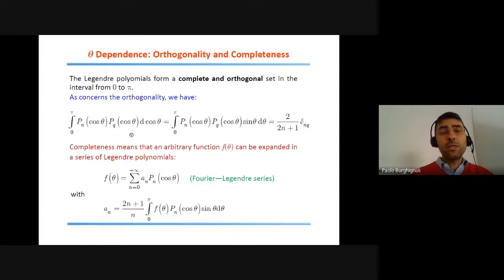So this is orthogonality, whereas completeness means that you can expand an arbitrary function f of theta as a series of these Legendre polynomials, so obtaining the so-called Fourier-Legendre series, in which we have these coefficients, in general complex coefficients, a sub n, which can be evaluated by exploiting the orthogonality property, that is, projecting both the left and right hand sides onto the orthogonal basis constituted by the polynomials themselves, and thereby obtaining an expression for the coefficients, which is an integral from 0 to pi of the product of the function that you wish to expand times the nth polynomial, p sub n.